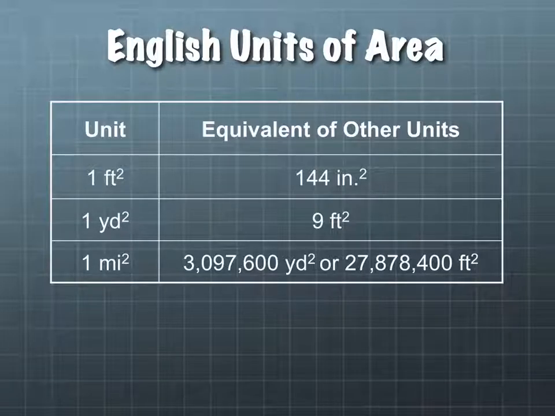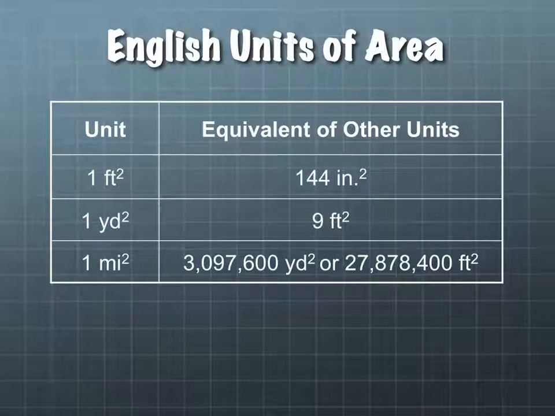The mile one's pretty ugly. If you'll remember, those were pretty large numbers we dealt with before. So 1 square mile is 3,097,600 square yards, or 27,878,400 square feet. Big numbers to deal with, right?